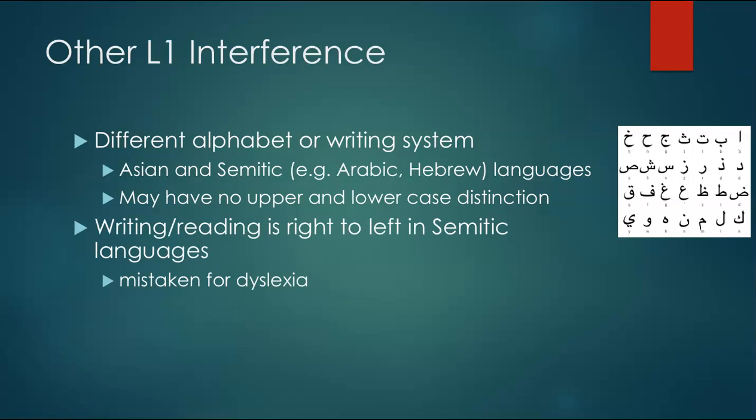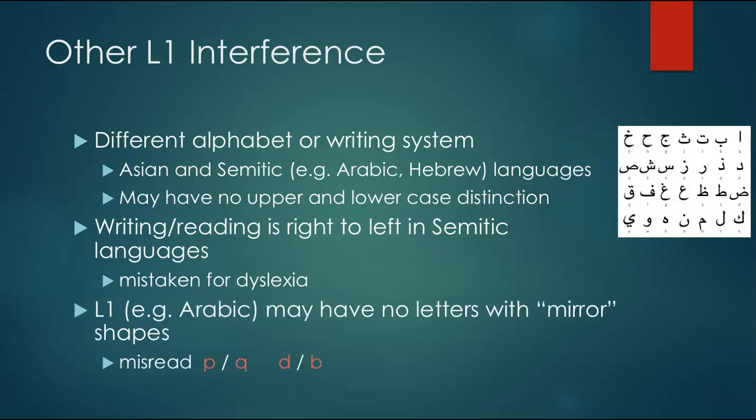In those Semitic languages, reading and writing is right to left instead of left to right. And often even to the unsuspecting teacher or clinician, that can sometimes be mistaken for dyslexia, trying to figure out what is happening with the student who's having a hard time where to even begin on the page. Some L1s, like Arabic, may not include letters that have mirror shapes. So a P and a Q, which kind of mirror each other, or a D and a B, those just wouldn't happen in Arabic because it's confusing to look at. And so sometimes they might misread P and Q or D and B as a result.